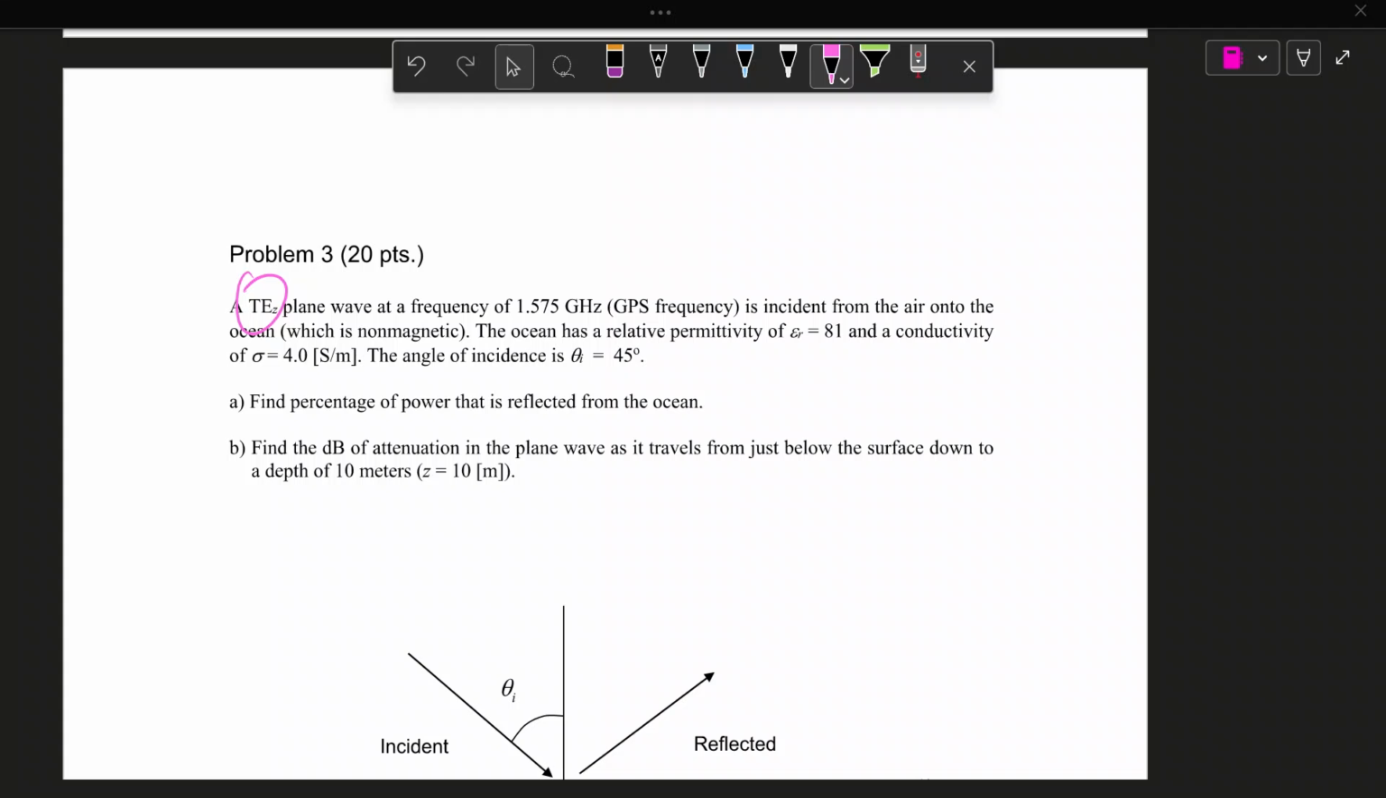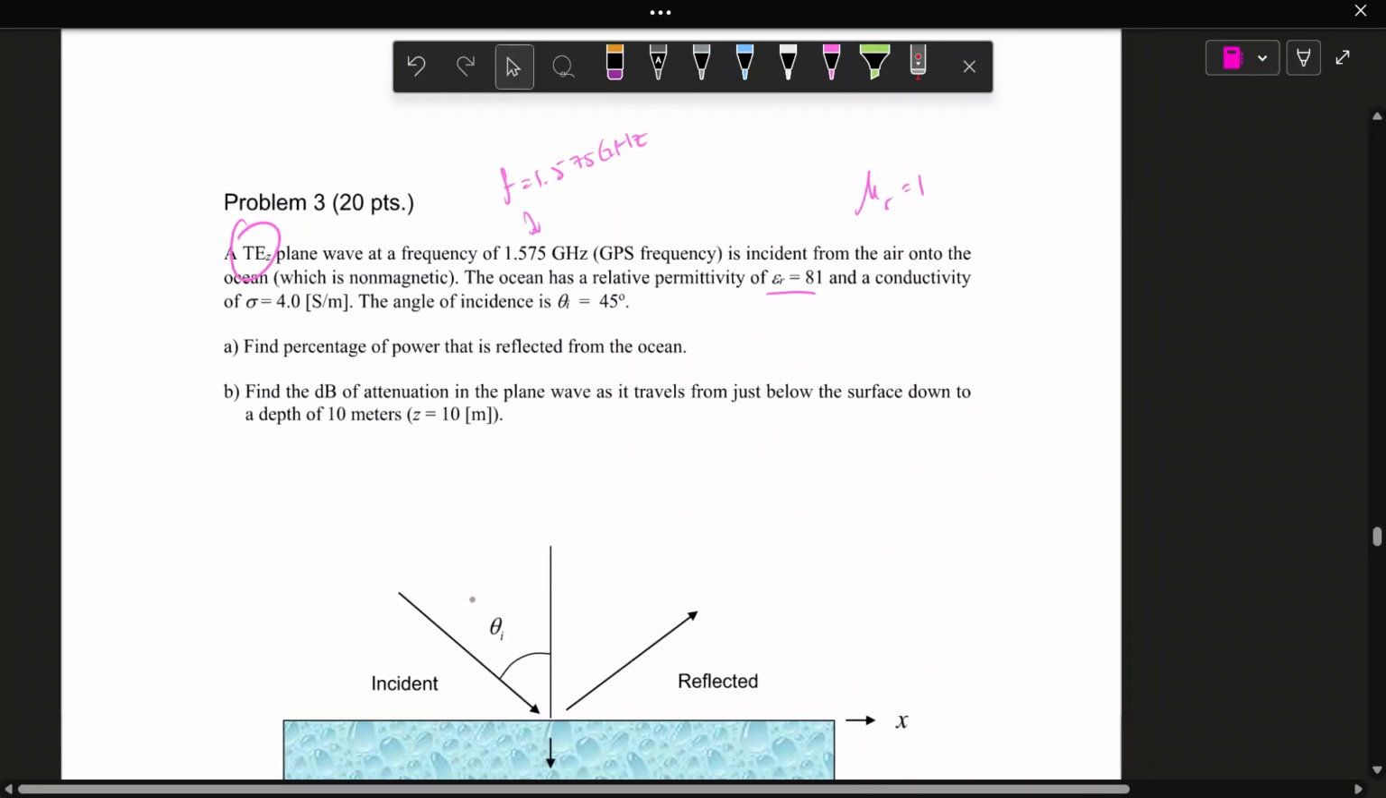It says a TEZ wave at a frequency, so this is our frequency here, 1.575 gigahertz, is incident from the air onto the ocean. Non-magnetic means mu r is equal to 1. The ocean has a relative permittivity of 81 and a conductivity of 4 Siemens per meter. The angle of incidence is 45 degrees. And it asks us, what's the percentage of power that is reflected from the ocean?